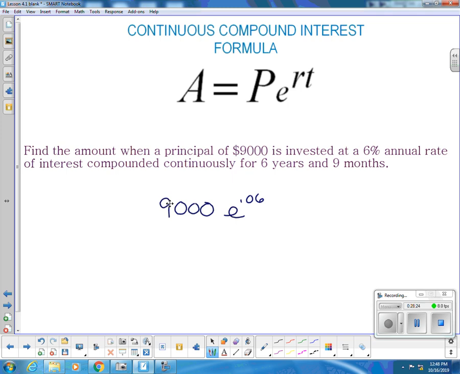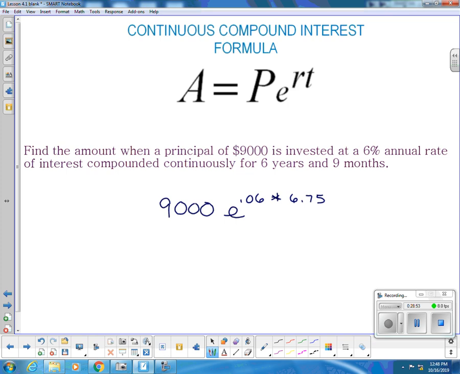0.06 for 6 years and 9 months. Be very careful. What is that as a decimal? What is 6 years and 9 months? What part of the year is 9 months? What's 9 divided by 12? 3/4, right? 0.75. So the time is going to be 6.75 years.